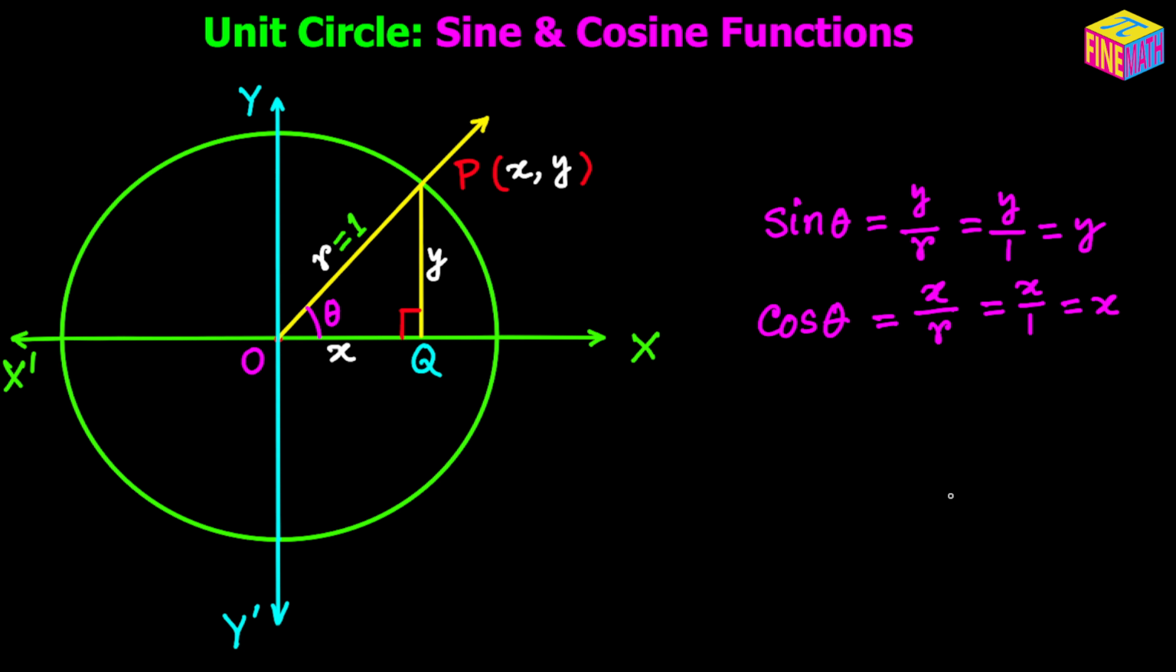So now we can define the coordinates of this point P, which is the intersection of the circle and the terminal ray of this angle. We can define the coordinates of that point in terms of sine theta and cos theta. So what will be the coordinates of this point? We can say that P with the coordinates x comma y is the same as, in place of x we can write cos theta, and in place of y we can write sine theta. So let's write it down right here. Let's see how it looks.